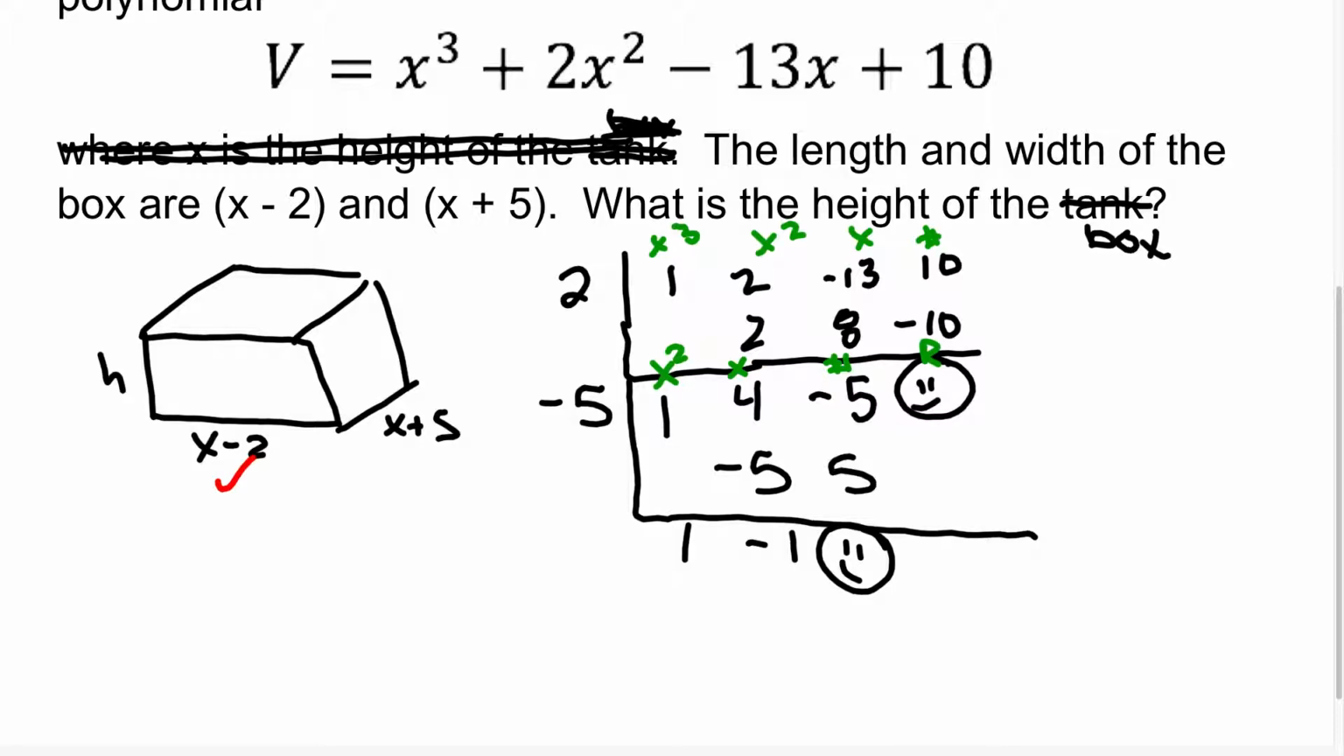Cool. So they both worked, right? They were both factors. Well, this was x cubed when I started. This is x squared once I divided once. What's this now? X, and the -1 is a number. So what's my missing dimension? X minus 1.